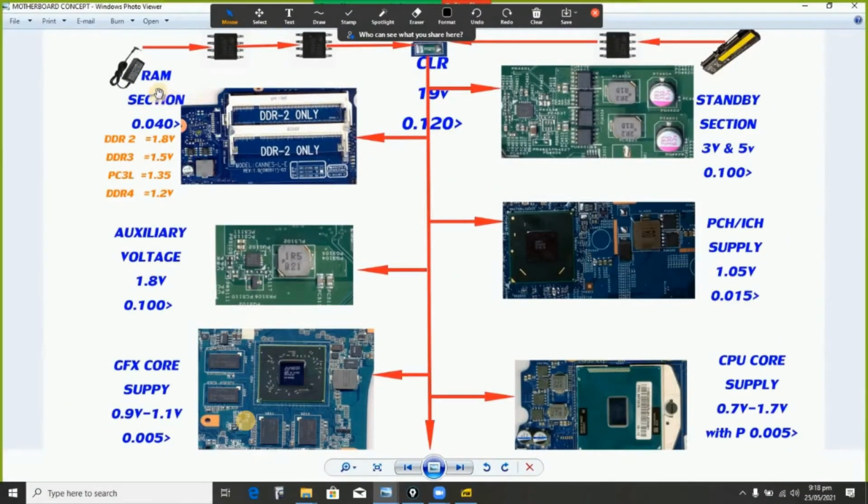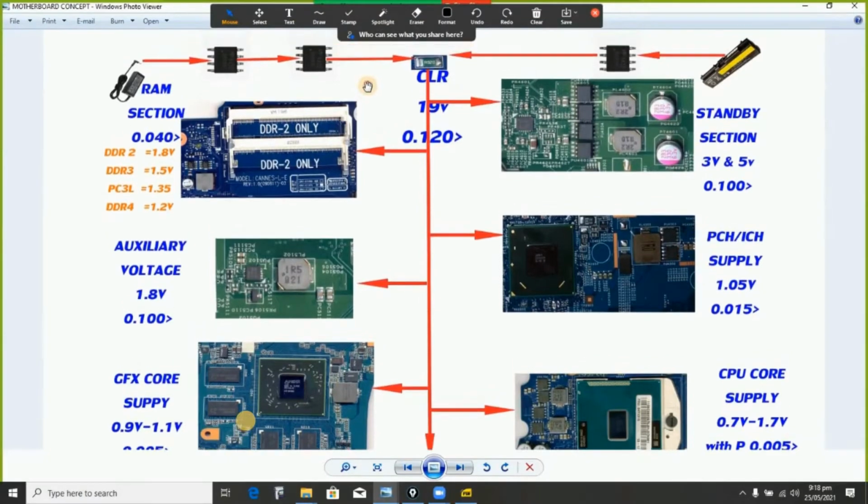So what is the 19 volt we are referring to here? If you pick the charger out and check, you will see the voltage the charger is dispensing written there. For instance, if the charger is dispensing 19 volts, you meet 19 volts there. The way the motherboard works, if 19 volts enters this board, there is a destination for this 19 volt. This part is called CLR, the current limit resistor.